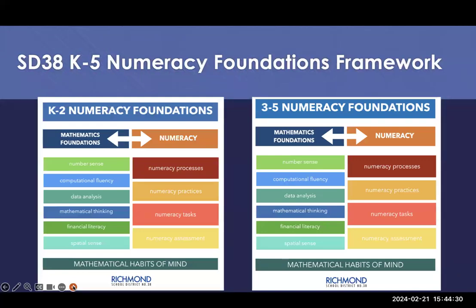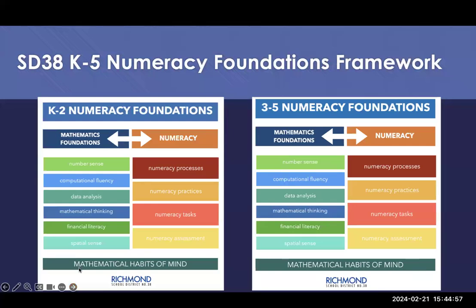And so one resource, if you're not familiar yet, is our Numeracy Foundations frameworks that are part of our district strategic plan. So there's a K-2 framework, there's a grades 3 to 5 framework, a grade 6 and 7 framework, and a grade 8 and 9 framework. And we're working on the grade 10 to 12 framework now. They're currently hosted on the portal, but there will be a new platform that they will be hosted on, I think sometime in this spring or summer.